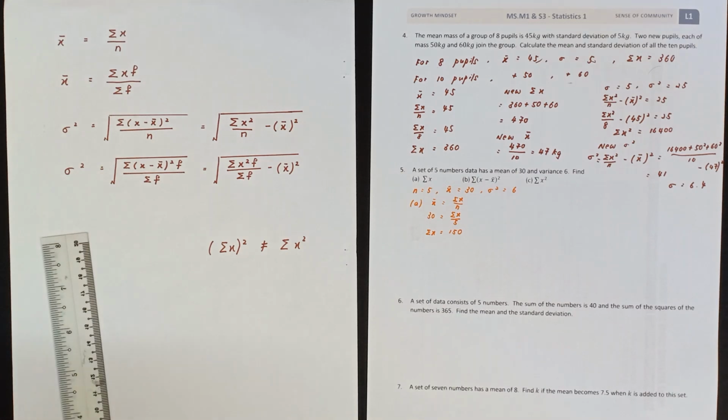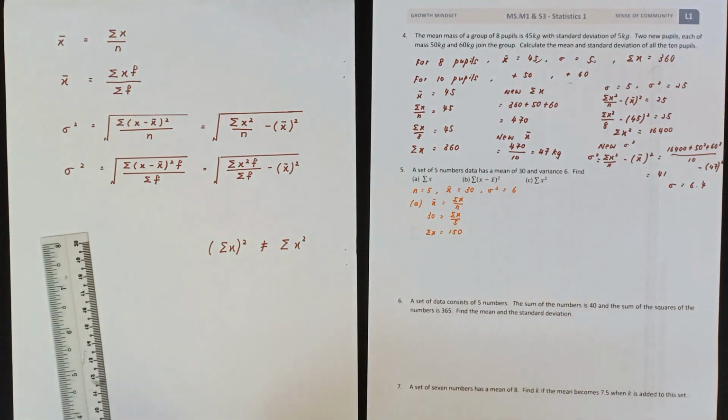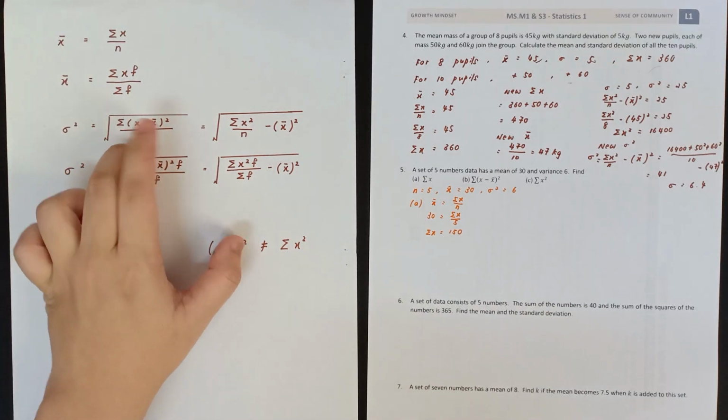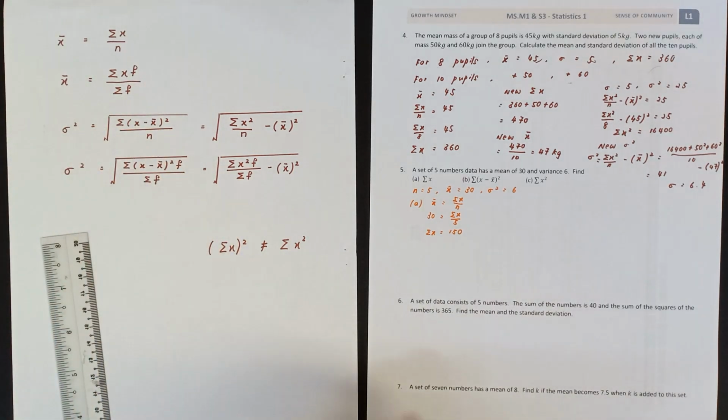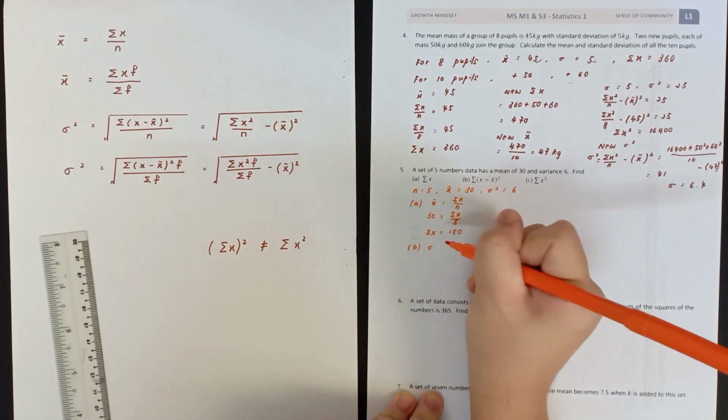Okay, after that, move on to B. How do you get that number? This one is exactly the complicated formula for your variance. So how can you do that? This one is pretty straightforward also.